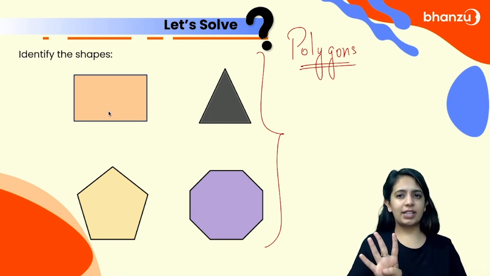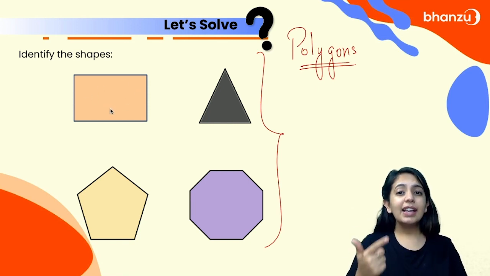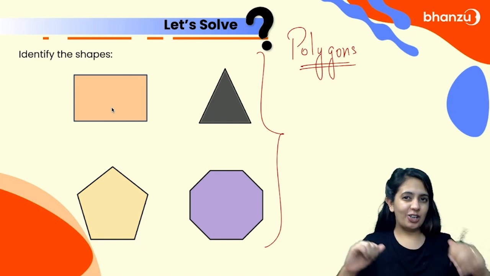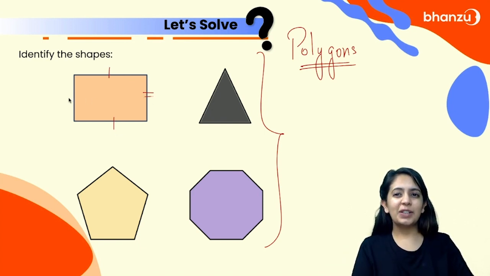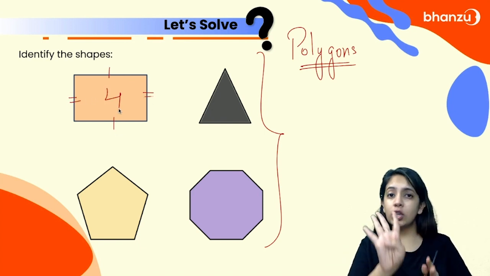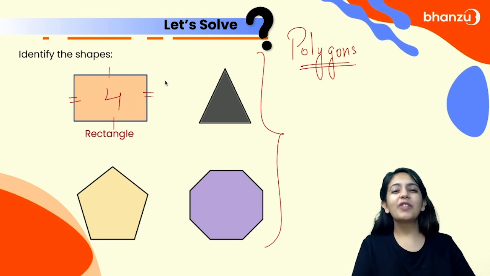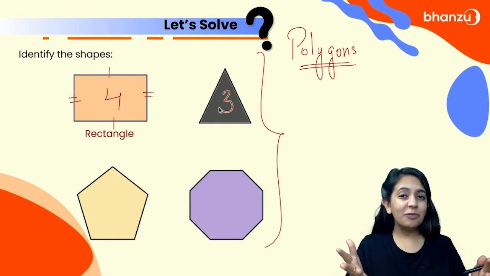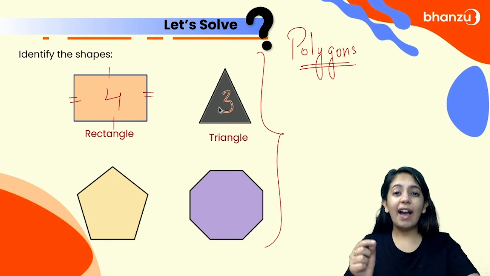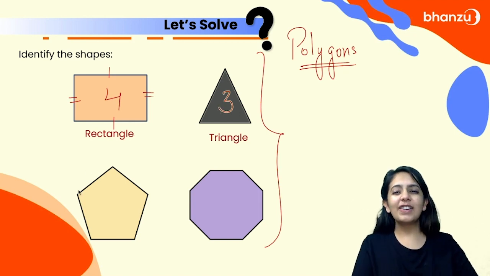This shape has four sides. It is closed and it seems to be quite enlarged. Its opposite sides are equal. So what is its name? It has four sides, opposite sides are equal. It is called a rectangle. Okay, moving on to the next one. It has three sides. So what can we call it? We call it a triangle. Okay, moving on to the next one.